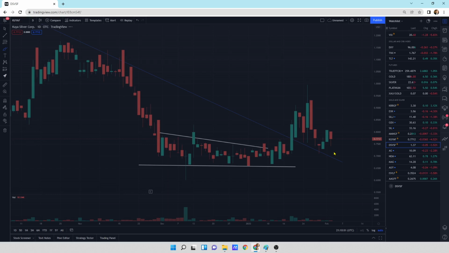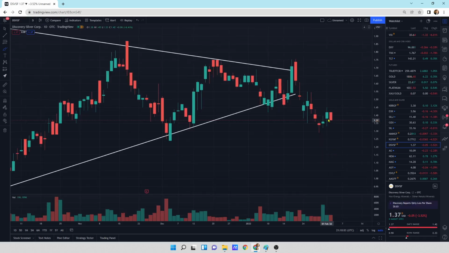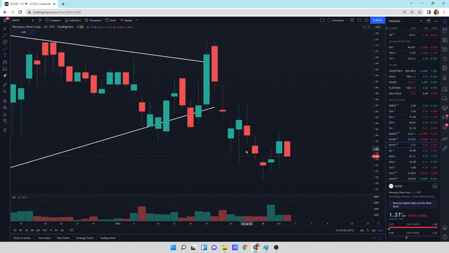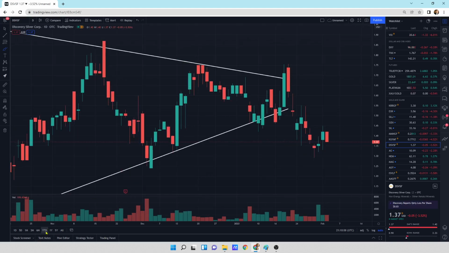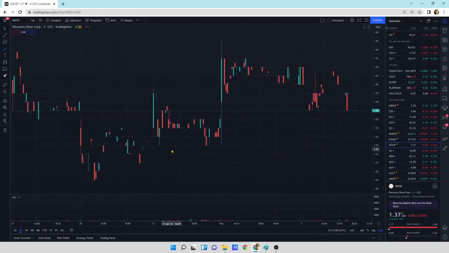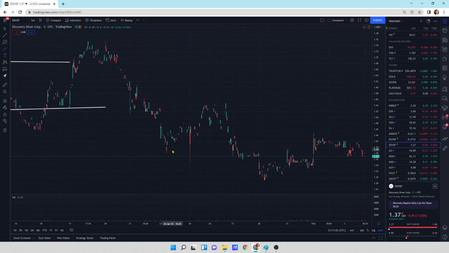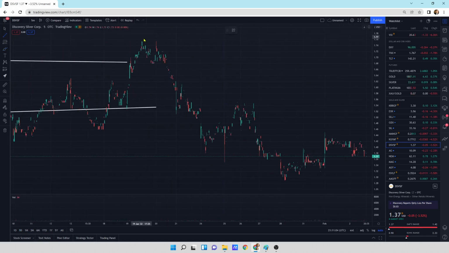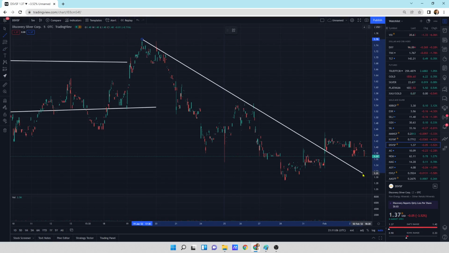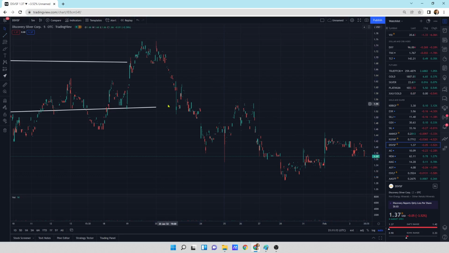Discovery Silver, DSV. A little bit of selling pressure today. We could see this head a little bit lower. Looking at the 5 days, I'll just show you what that looks like on a 5-day. So we can draw like a line through here. We're still above the downtrend line. So we might come back and do a little bit of a retest on Discovery Silver.